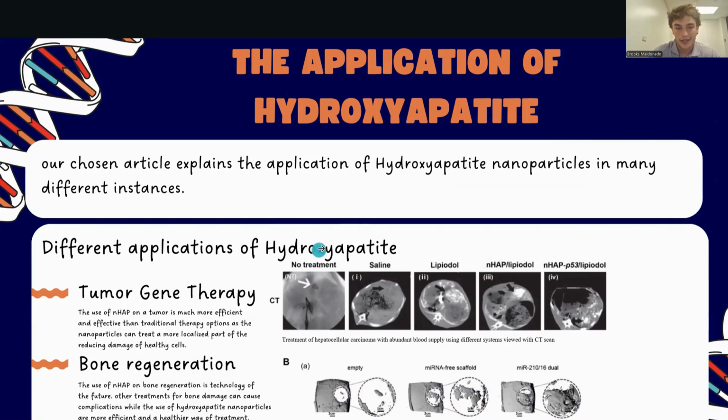On the right, I put an image of cancer being treated in an animal test subject. At first, we see the no treatment, and the arrow is pointing to the tumor. And by the end, we see a use of NHAP and P53, which is something to fight cancer. And as you can see, it does a very good job at fighting this cancer.